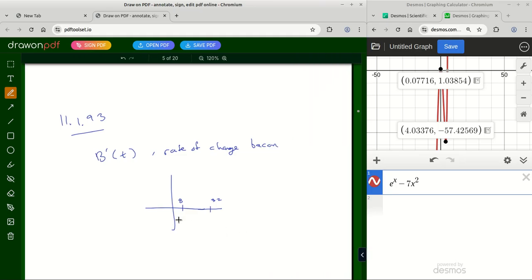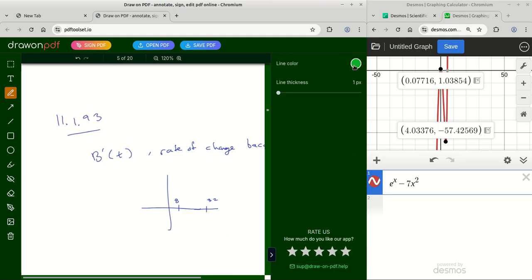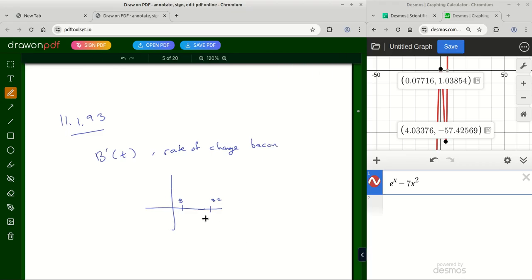Sounds pretty cool. Hopefully it's not too bright though. I don't want it bright green. I want it like a dark green. It just doesn't show it very well. And so it looks kind of like this. This is the graph that they're giving you. Something like that. Okay. And this is B prime. So this is my derivative.